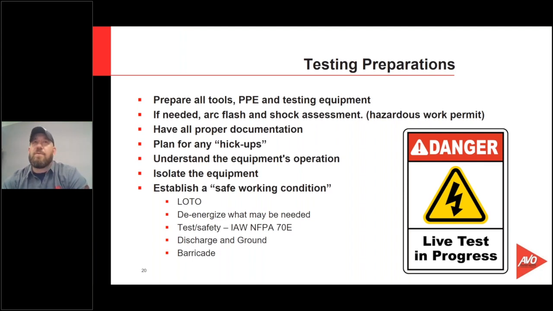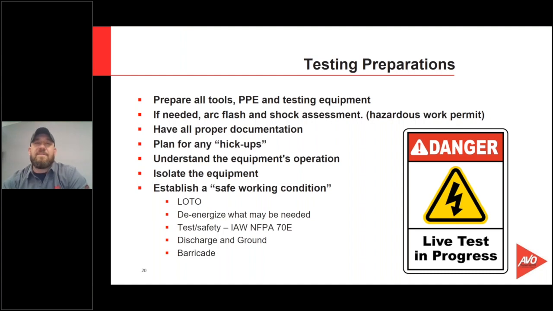Lockout, tagout, also 120 in NFPA 70E, is all about lockout, tagout. De-energize whatever may be needed. Keep in mind that some of these breakers are going to have a test position, a disconnect, and a connect position. When we're testing these breakers, as found and as left according to NETA and some manufacturer's documentations, we need to make sure that we rack that breaker or pull that piece of equipment all the way out of where it's at. Discharge and ground, I talked a little bit about that.